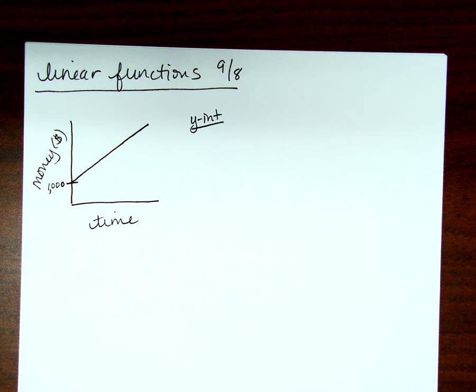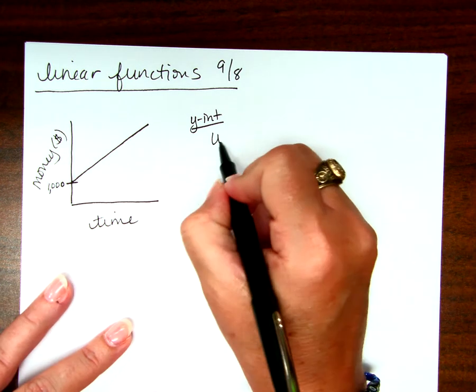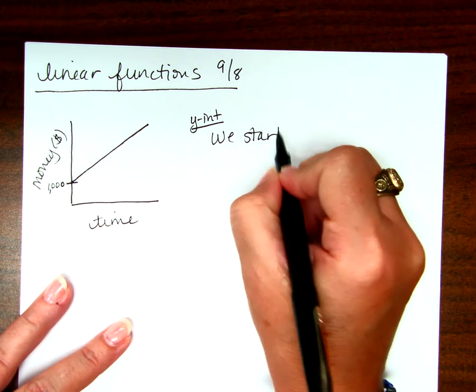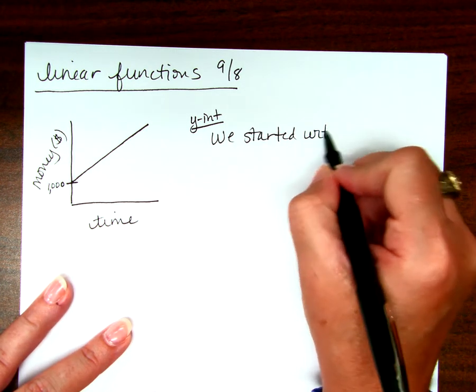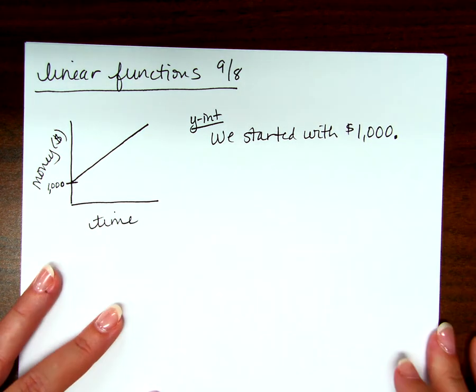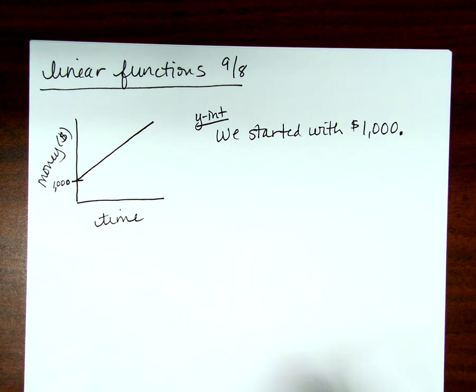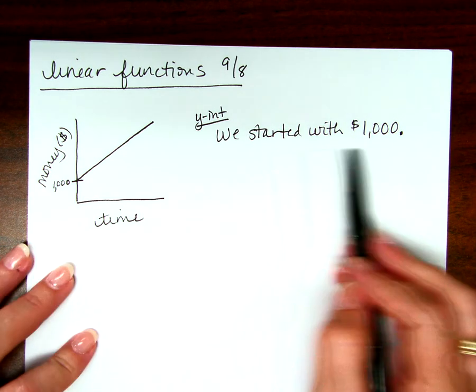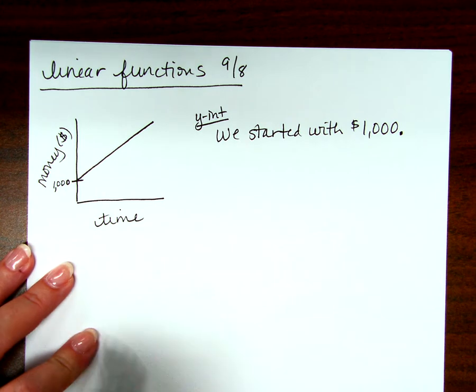So when we started measuring time, whenever that was, we started with $1,000. Maybe that was a gift. Maybe that was start money that somebody gave us to start a business. Maybe I'm going to start something and I'm giving myself $1,000 to start with, and we're going to go from there. Whatever it is, we started with $1,000, right?